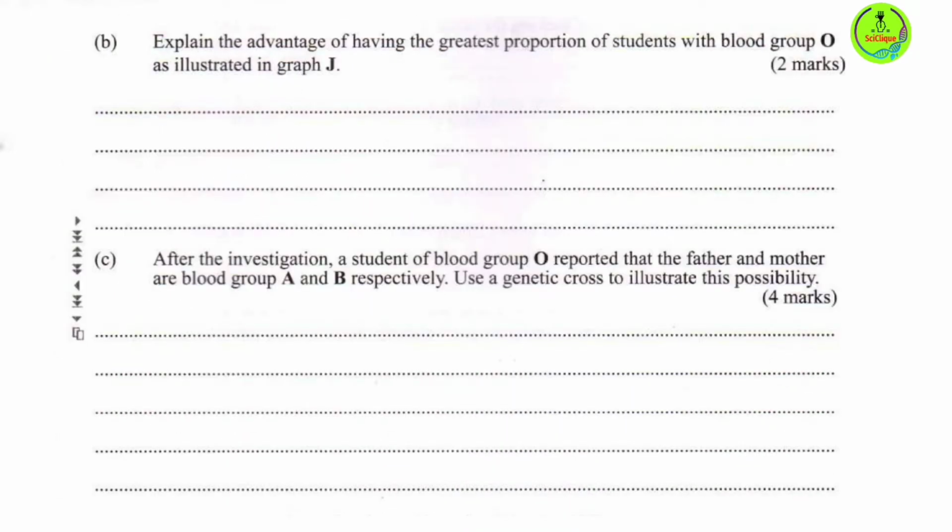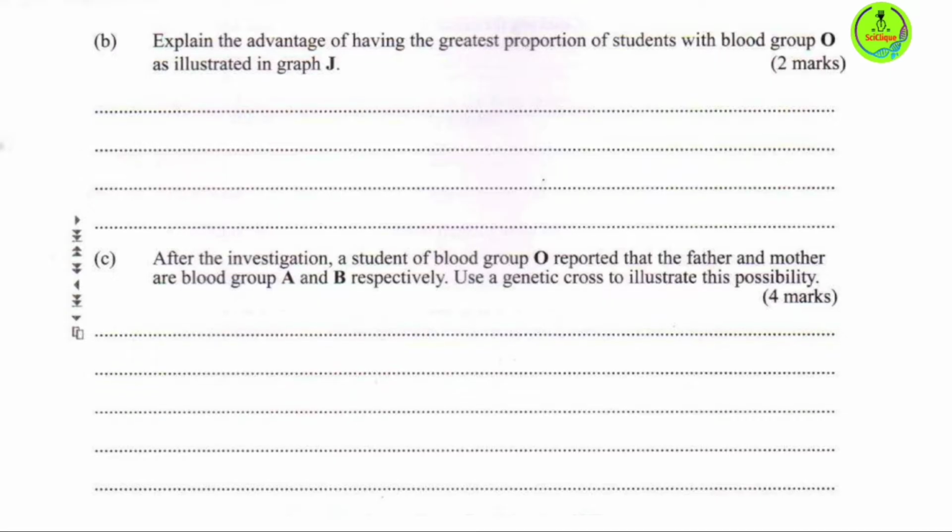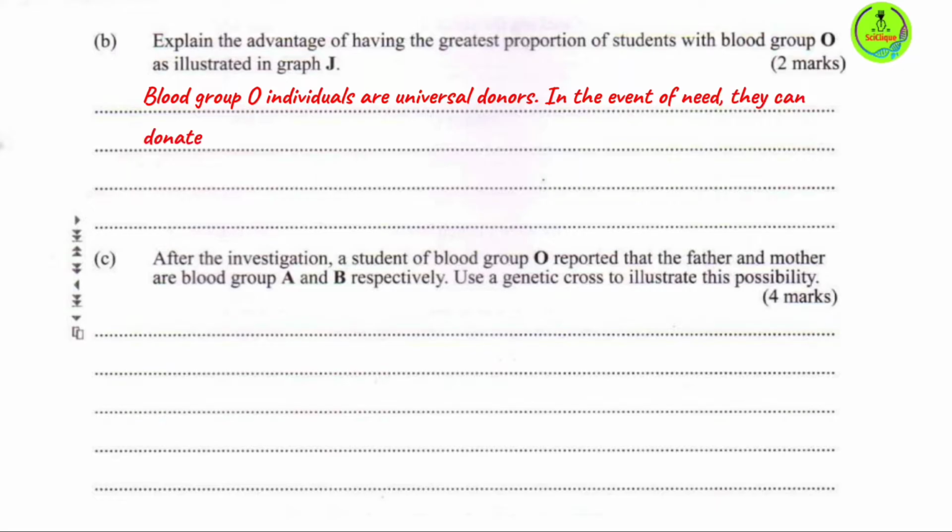Part B, explain the advantage of having the greatest proportion of students with blood group O as illustrated in graph J. Now, actually, the majority of the human population are members of blood group O. And the reason for this is because blood group O individuals are universal donors. So in case whereby there's a need or an emergency, they can donate enough blood.